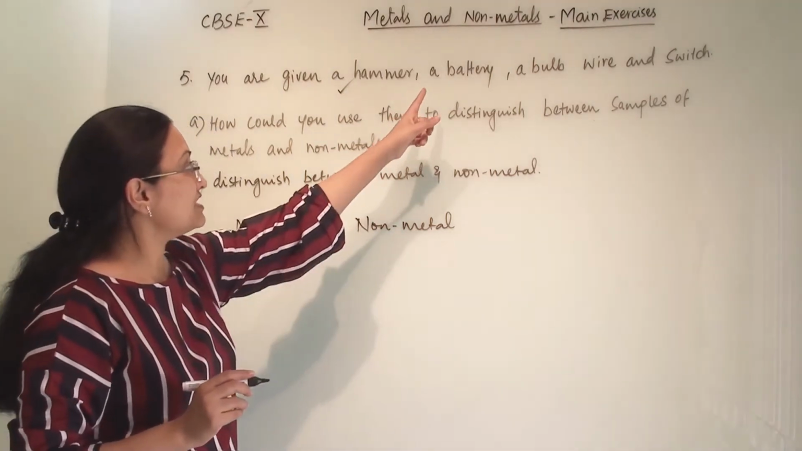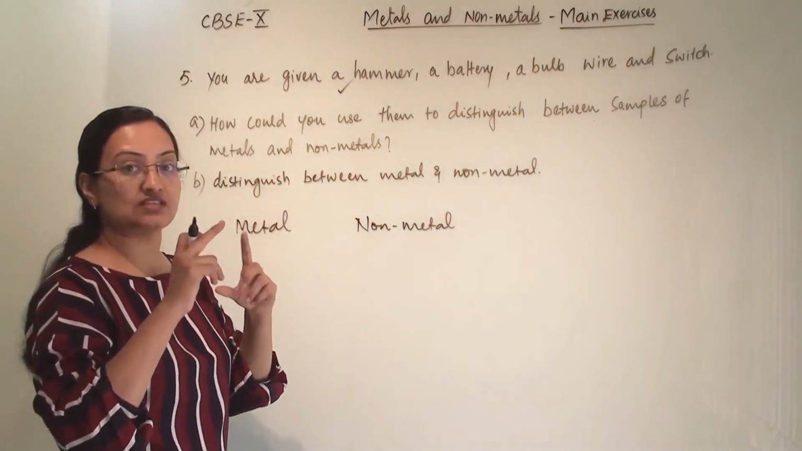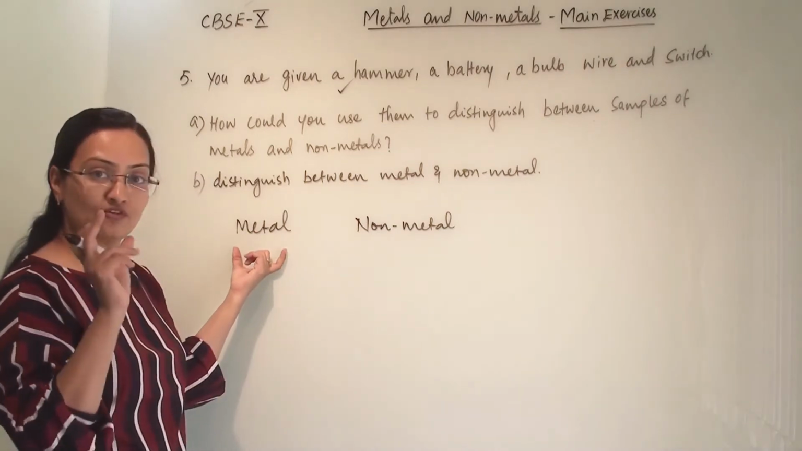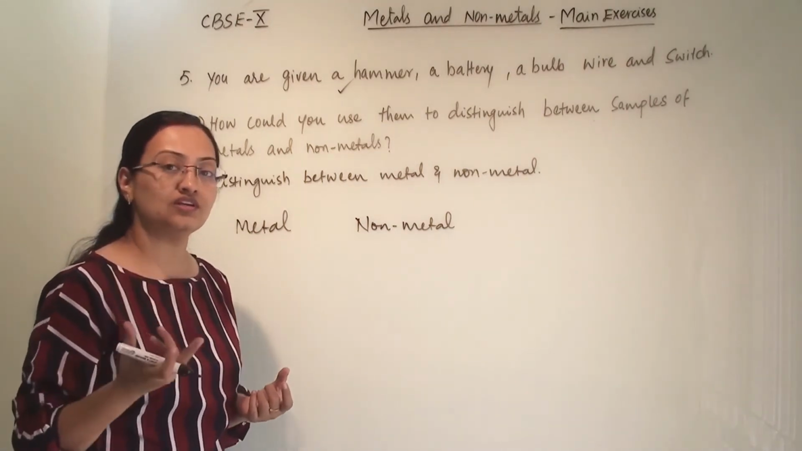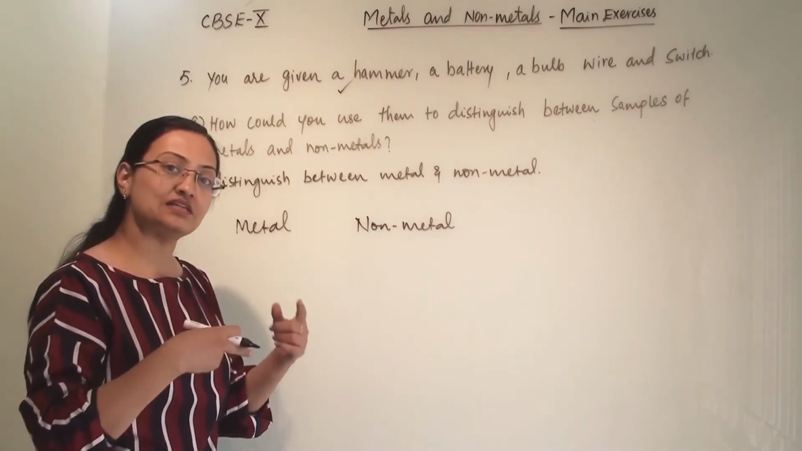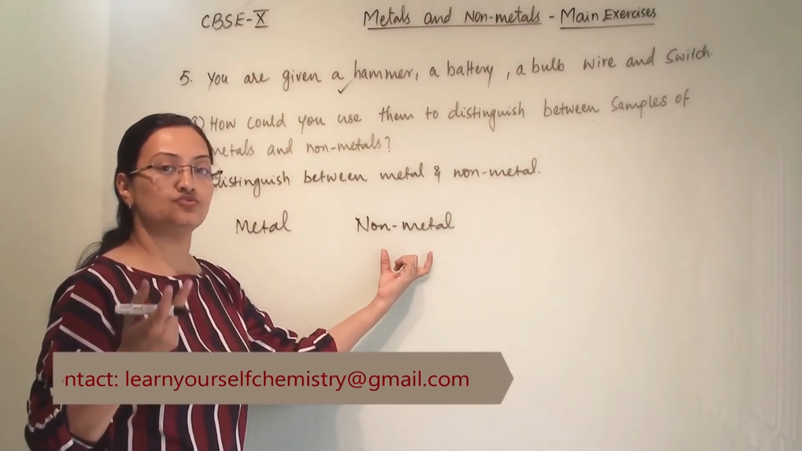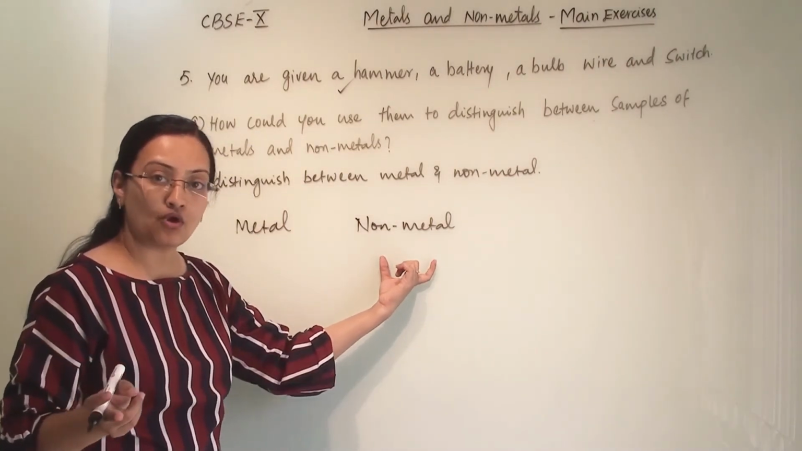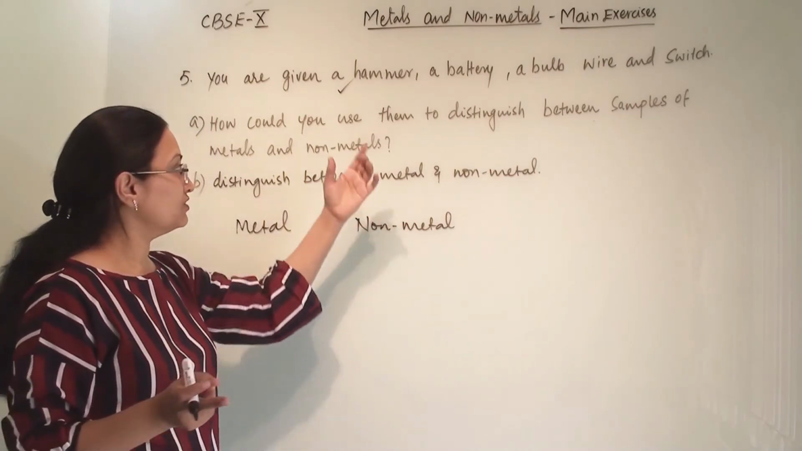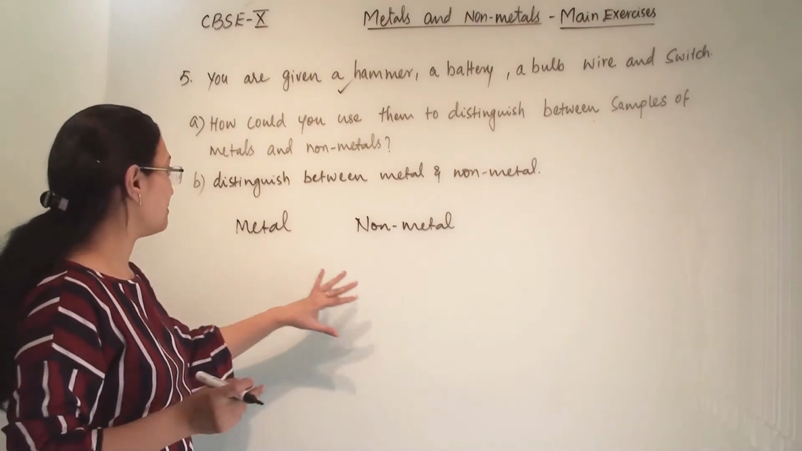And the rest of the things, like battery, bulb, wire and a switch, we connect in a circuit. If we have a piece of metal, then the bulb will glow, because metals are good conductors of electricity. So it will pass electricity and the bulb will glow. When we put a non-metal into the circuit, the bulb will not glow, because non-metals are non-conductors of electricity. So that is how we will distinguish between metal and non-metal samples.